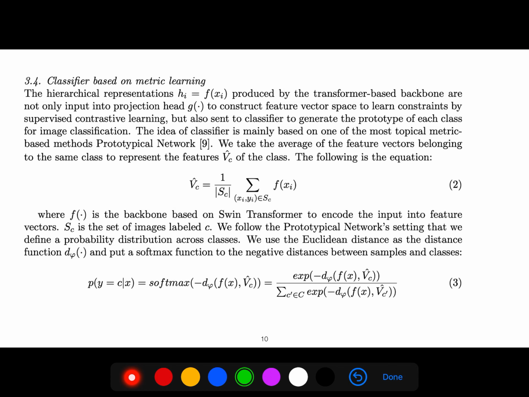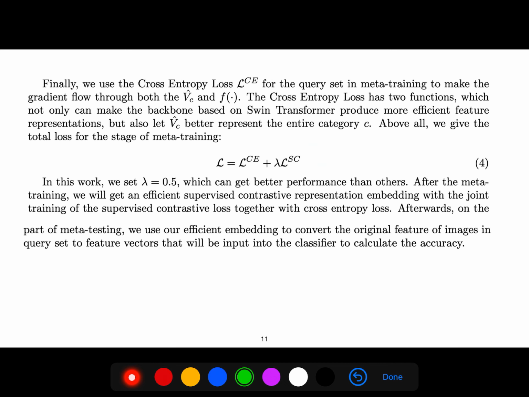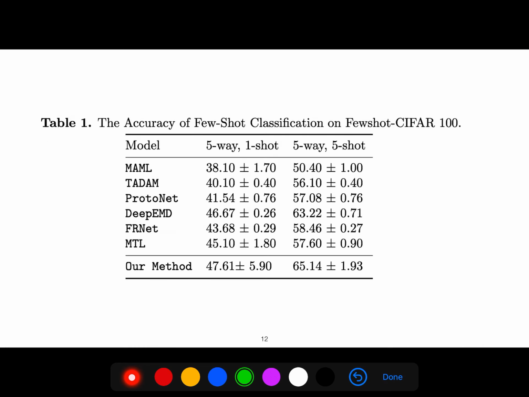So we take the average of the feature vectors belonging to the same class to represent features. It's very easy to take the average. Of course, I've seen some papers that instead of simply averaging, they use attention. They discriminate between different examples, different shots. And here F is the backbone that we use, the Swin Transformer. The rest of that is just the softmax. We give the softmax the negative distance between samples and classes. And this is the cross entropy loss, and this is the contrastive learning that we are using, and we use this lambda as a hyperparameter.